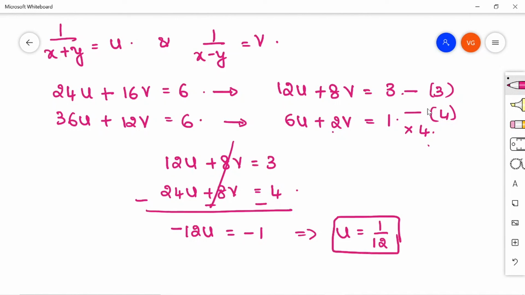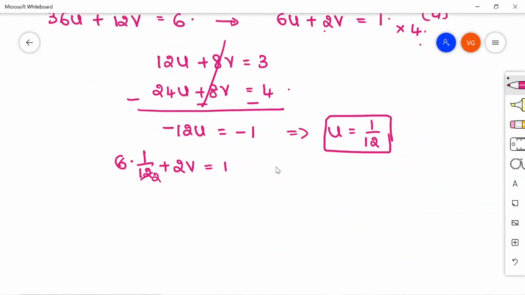Then to get the value of v, put the u value in equation number 4. So that will be 6 into 1 by 12 plus 2v is equal to 1. So this is 1 by 2. Then what you are getting? 2v is equal to 1 minus 1 by 2. Right? That is nothing but 1 by 2. So v is equal to 1 by 4.